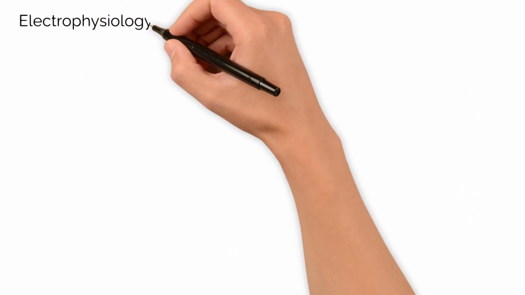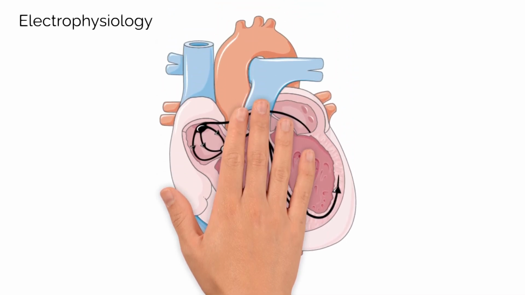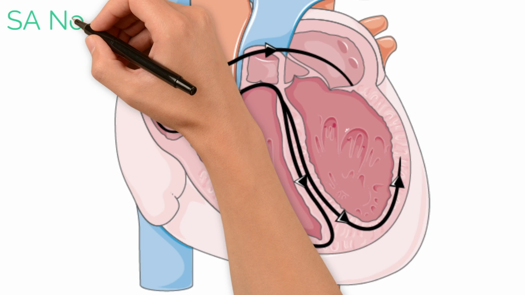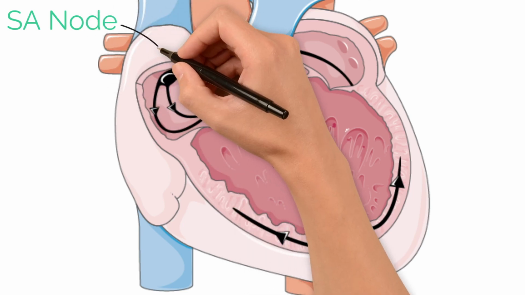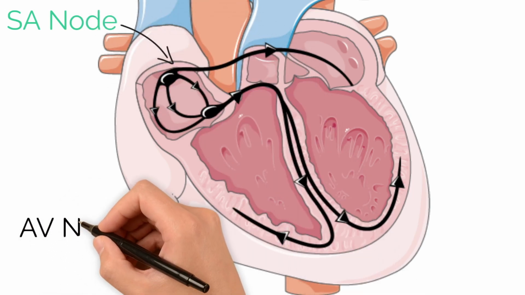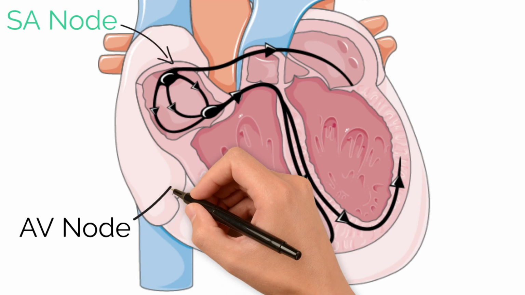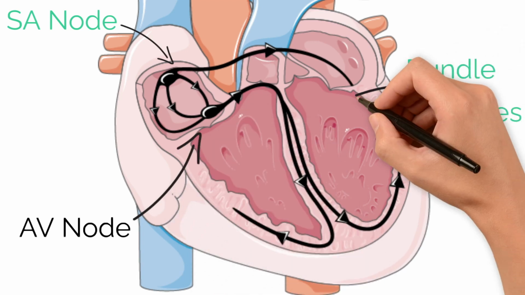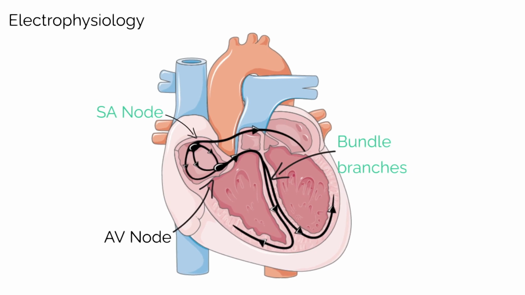Now let's look at the electrophysiology of the heart. The heart has an electrical conduction system, which includes the sinoatrial node, atrioventricular node, and bundle branches. The SA node acts as the natural pacemaker, setting the rhythm for each heartbeat.